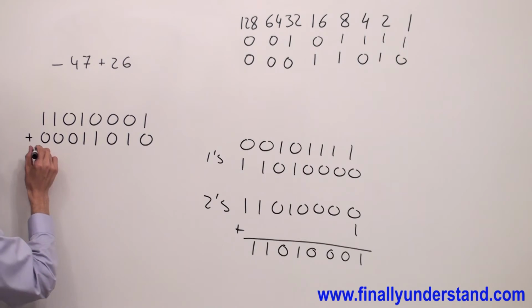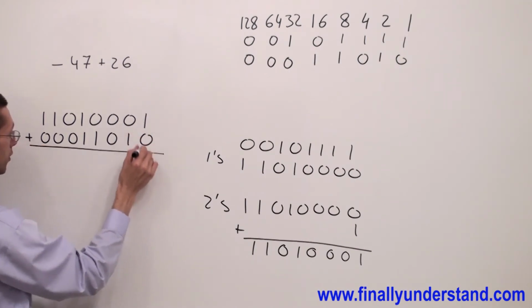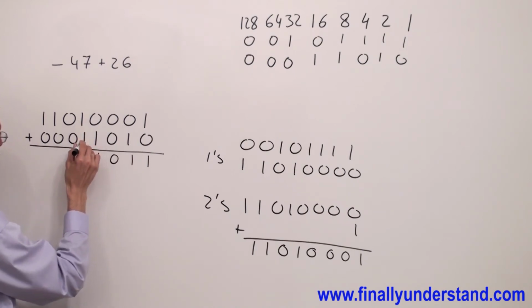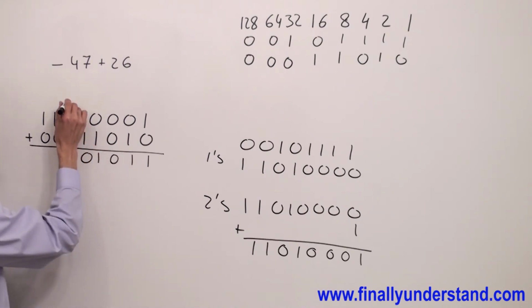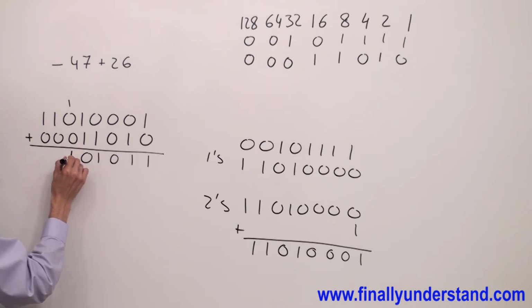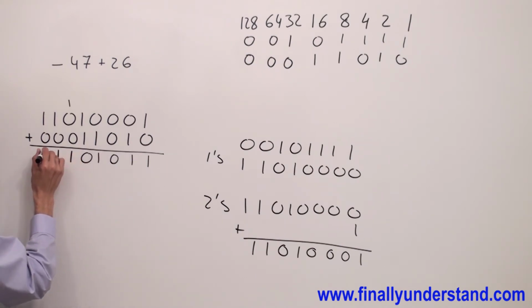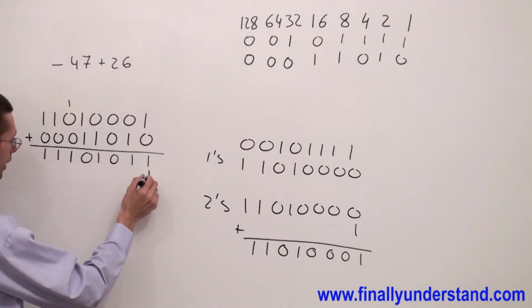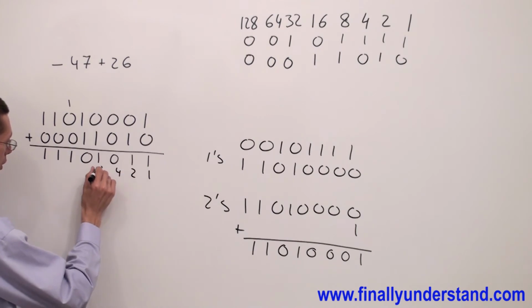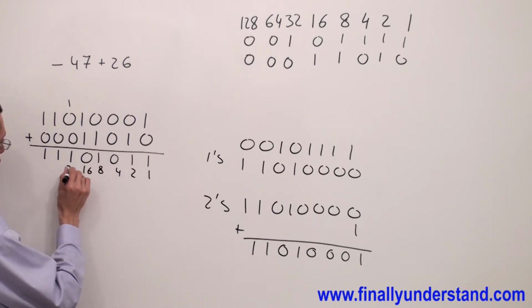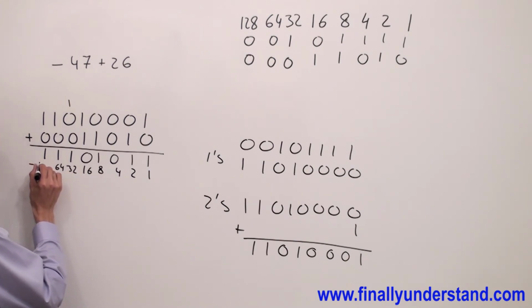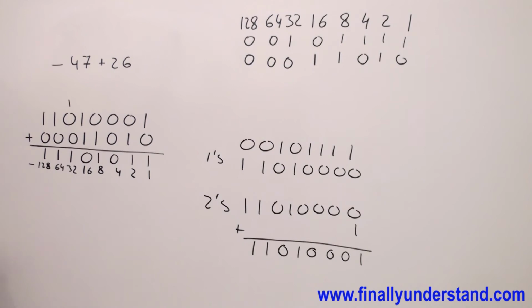And add them up. I have 1, 1, 0, 1. 1 plus 1 is 2, write 0 and carry 1. So I have 1, 1, 1. Let's write the weights, and we have 1, 2, 4, 8, 16, 32, 64, and negative 128. Why negative? Because my 8th bit is 1.